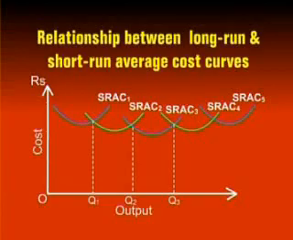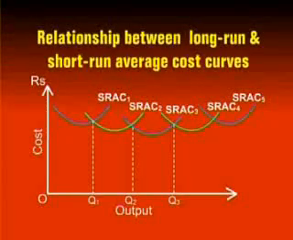Likewise, between Q2 and Q3, the firm would be better off with three factories. Therefore, the long run average cost curve follows a wave shape. That is, it connects the short run average cost curves, but only those parts of it which are the least cost parts, least cost segments. So it will go up till Q1, then from Q1 to Q2, it will be SRAC 2, then from Q2 to Q3, it will be SRAC 3, and so on.